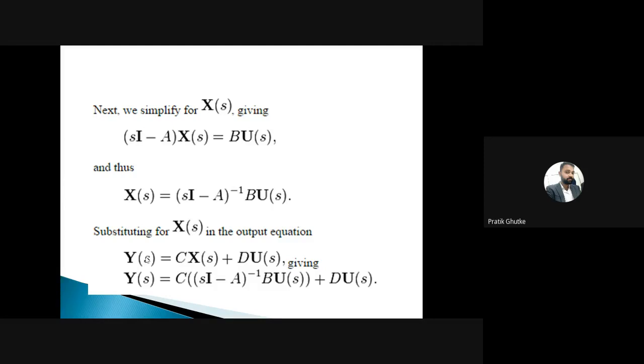Now substituting this X of s value in the output equation. What is my output equation? Y of s equals C X of s plus D U of s. This is my output equation. Now replace the value of X of s as (sI minus A) inverse into B U of s. That is Y of s equals C (sI minus A) inverse into B U of s plus D U of s. I have replaced the X of s value in the output equation.